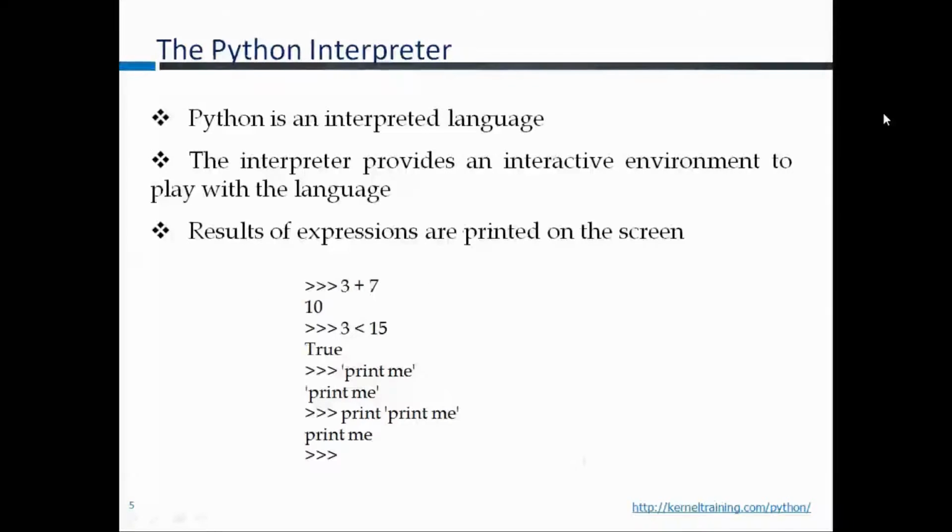Also, when you start working on your Python interpreter, as stated earlier, it is an interpreted language which will take all your inputs and return the output. For example, if you right away give 3 plus 7 on your IDE, it will return 10 as the output, and it will also validate your expressions. So if I say 3 less than 15, then it will give you a return of True, the boolean value. And if you want to print something like print me, then it will give the same thing.